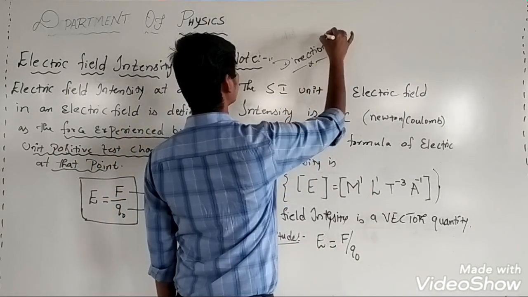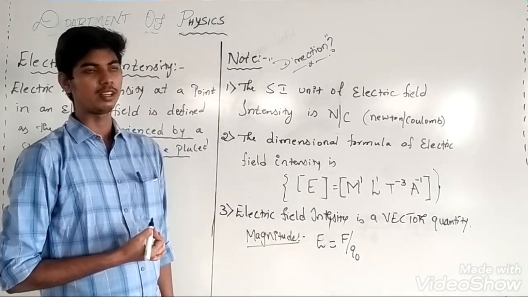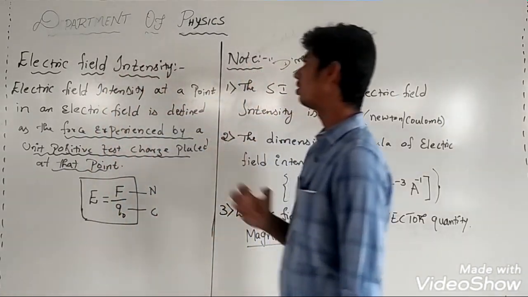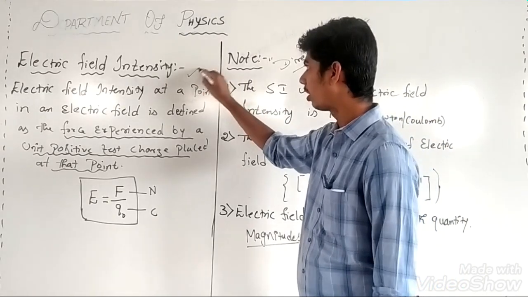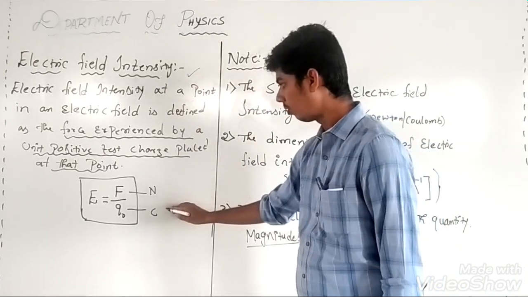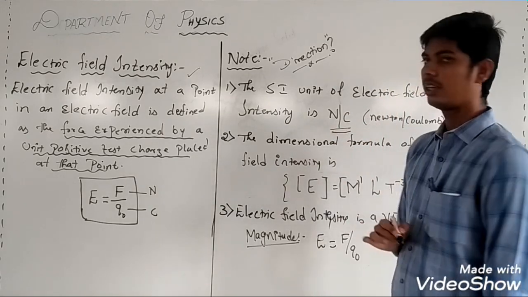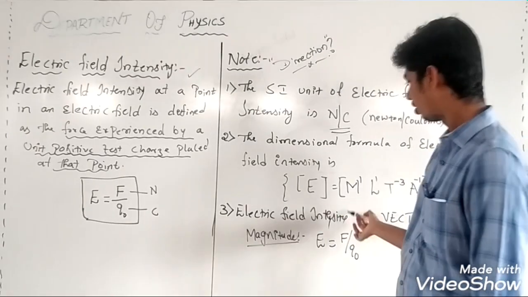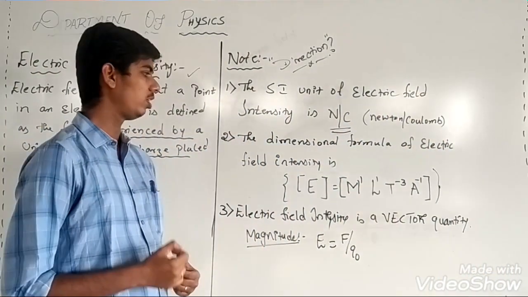In our next class, we'll understand how to find the direction of electric field intensity. This is all regarding the basic idea of electric field intensity. So, go through what is electric field intensity. Remember the formula for electric field intensity. Remember the SI unit of electric field intensity, the dimensional formula for electric field intensity, and note whether electric field intensity is a scalar quantity or a vector quantity.